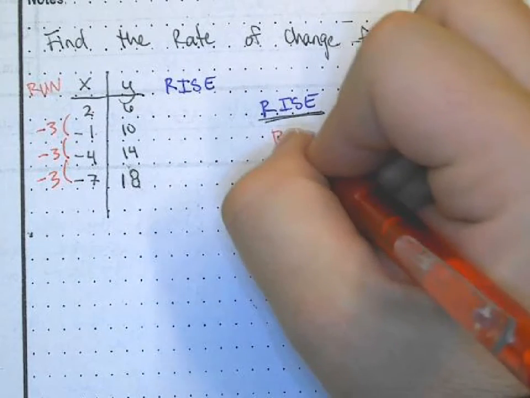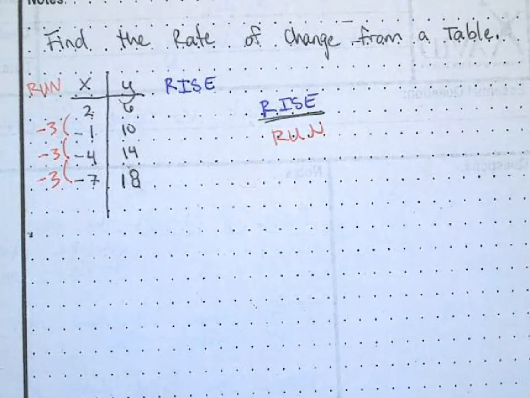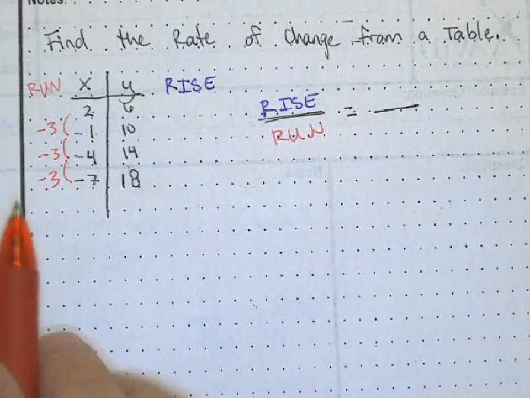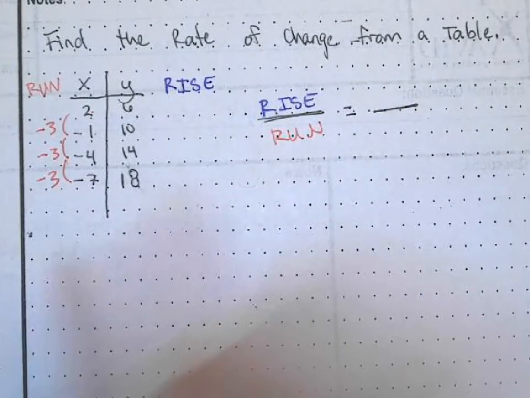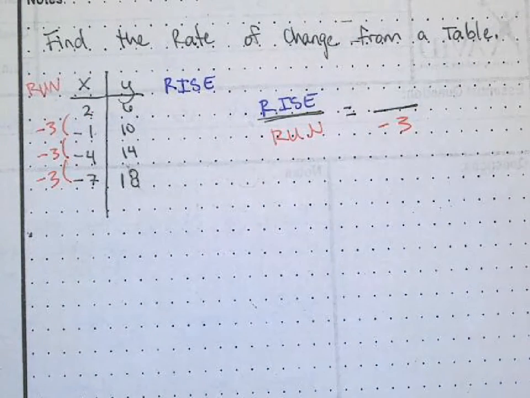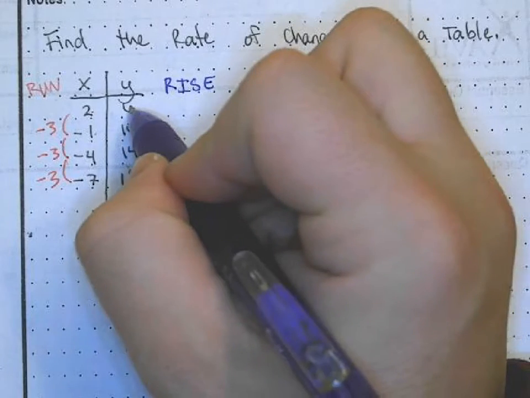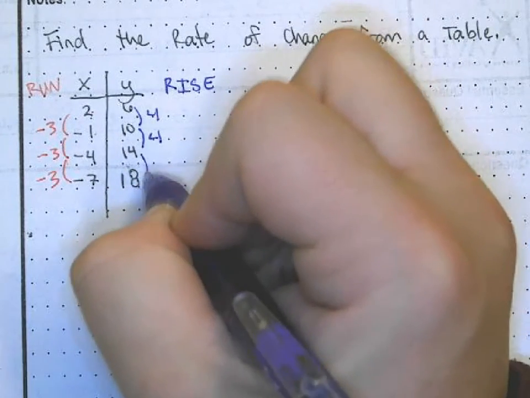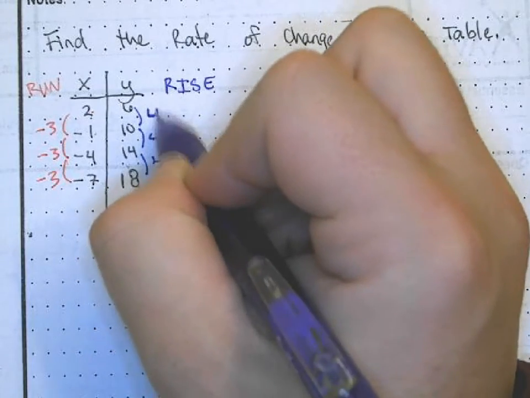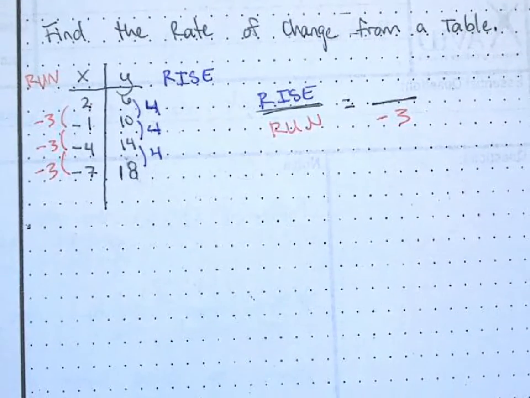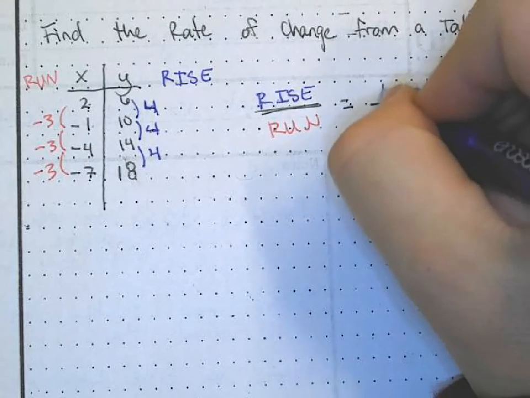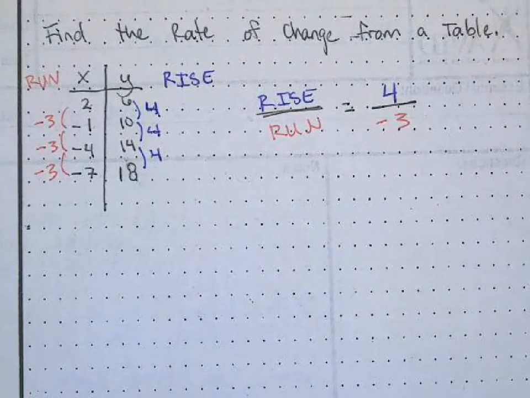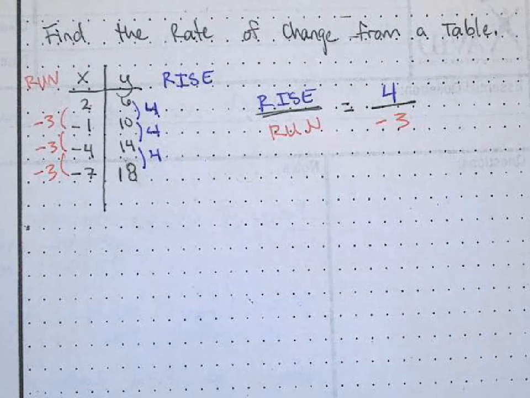So we know we're going to do rise over run. So this is going to equal, well, my run is negative 3. My change in my x is negative 3. So I just put a negative 3 down here. Now let's find the rise. Well, I'm going from 6 to 10. That's 4. And then 10 to 14, that's 4. 14 to 18, that's 4. So it's the same every time, so it's a consistent rate of change. So I know my rise is 4. So I found that my rate of change is 4 over negative 3.